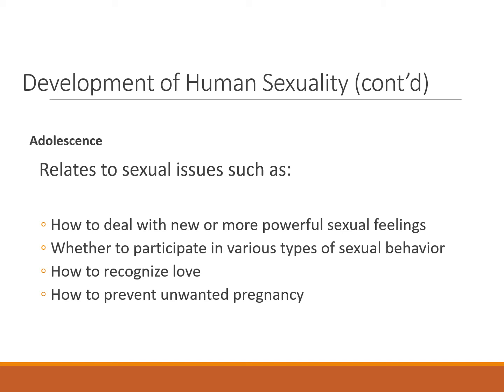In adolescence, all of the turbulence of adolescence, some related issues: dealing with these powerful sexual feelings. What types of sexual behavior do you want to participate in? How to recognize love? What is it when you start to have that kind of feeling where you're bonding with someone? And then unwanted pregnancy. Unwanted pregnancies can really derail the life of a young person.